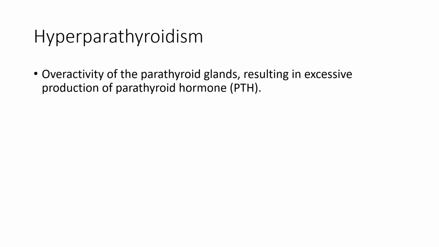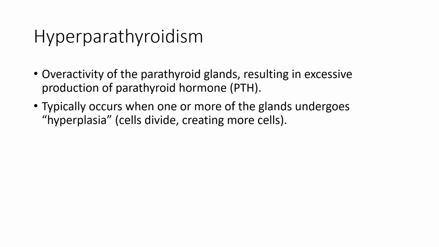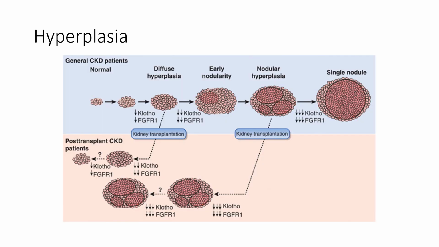Sometimes the parathyroid glands are overactive and produce too much parathyroid hormone. We call this hyperparathyroidism: overactivity of the parathyroid glands resulting in excessive production of parathyroid hormone. Typically, this occurs when one or more of the glands undergoes what's called hyperplasia. The cells divide, creating more cells.